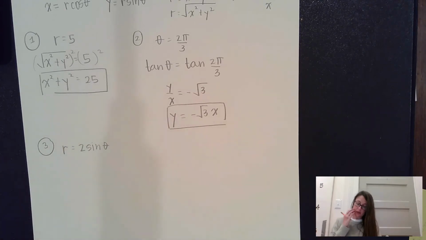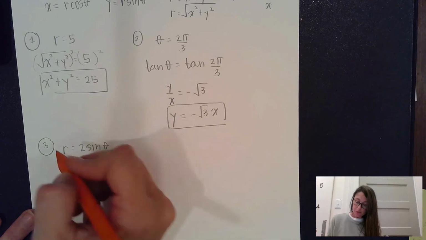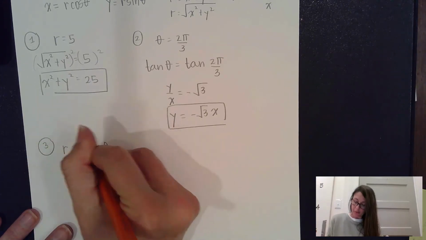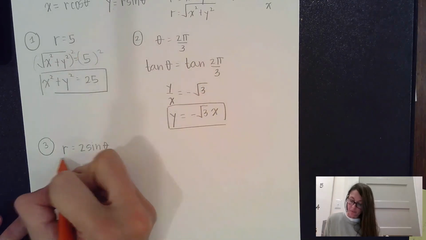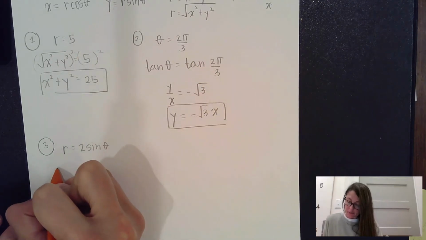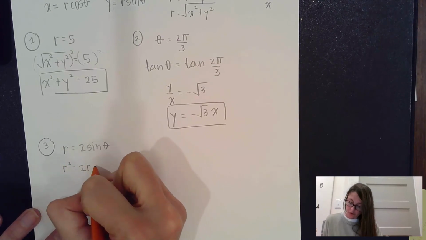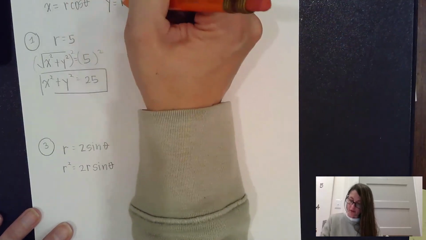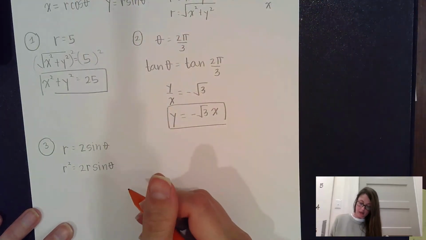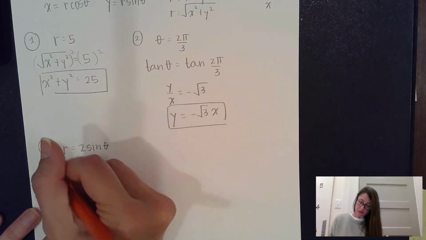Okay, so here I've got r equals 2 sine of theta. So what if I multiplied both sides by r? Because r sine of theta is just going to be y. So if I just multiply both sides by r, then that would give me an r squared. And this will be 2r sine of theta. And r sine of theta is just going to be y. So that'll be 2y.